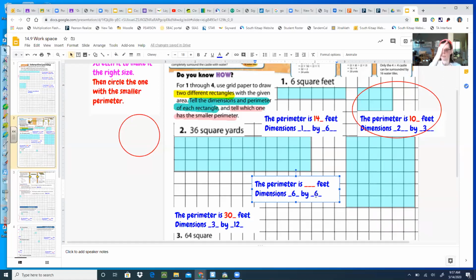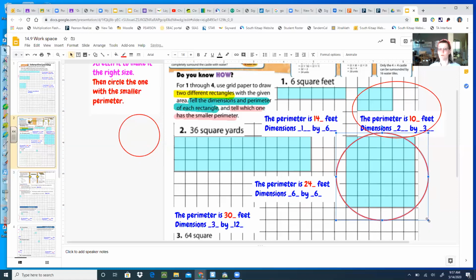We are adding 6 plus 6 is 12. The other 6 and 6 is 12. 12 plus 12 is 24. Okay, now we need to grab our circle. Control C, Control V. Bring my circle on over. And this guy has the smaller perimeter.